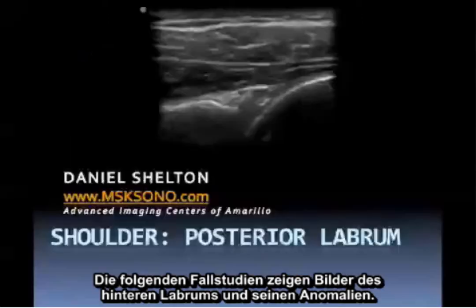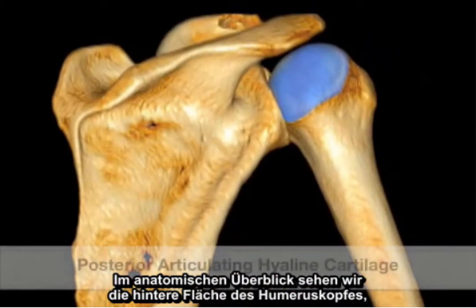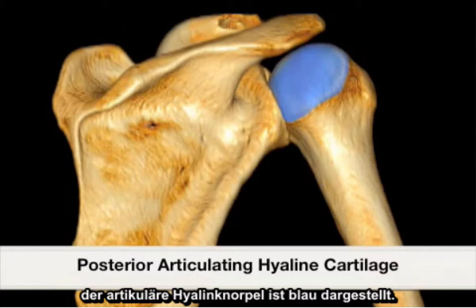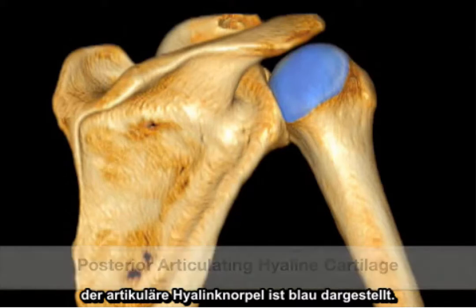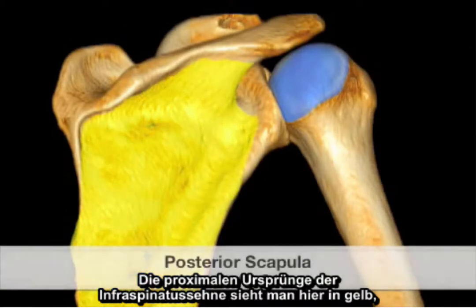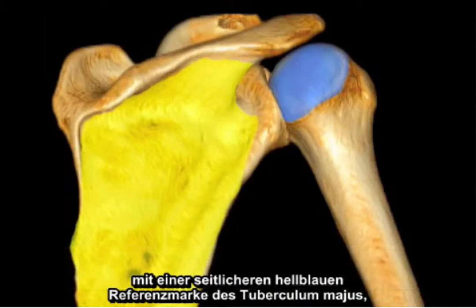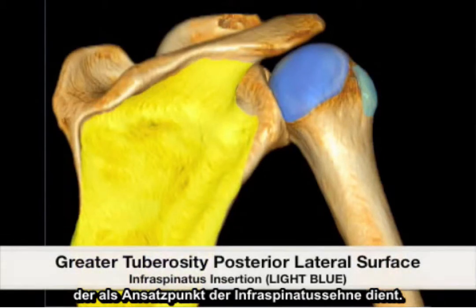The following are case studies presenting pictures of the posterior glenoid labrum and its abnormalities. In our anatomical review, we have the posterior surface of the humeral head with articular hyaline cartilage in blue, the proximal origin of the infraspinatus tendon here in yellow, with a more laterally light blue landmark of the greater tuberosity, which will act as insertion of the infraspinatus tendon.